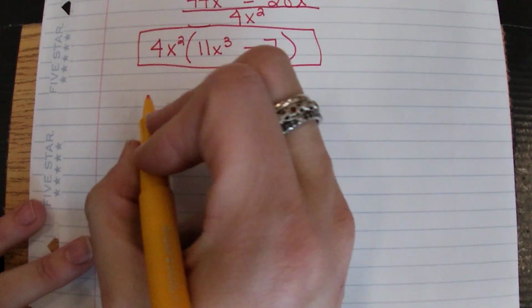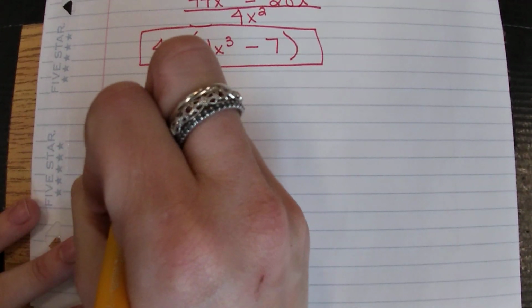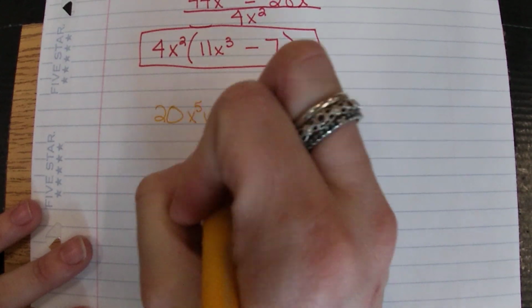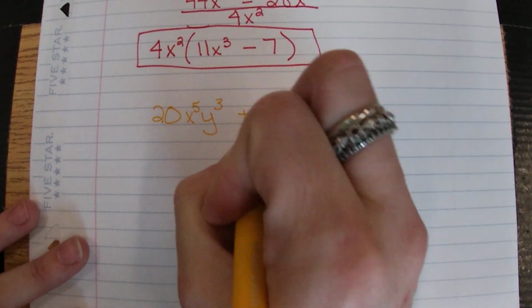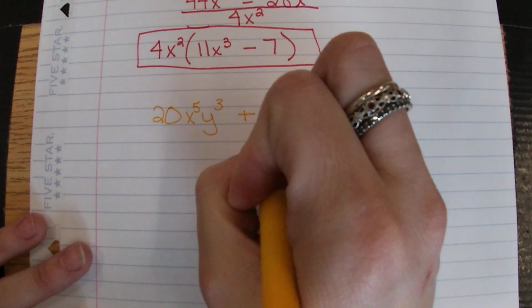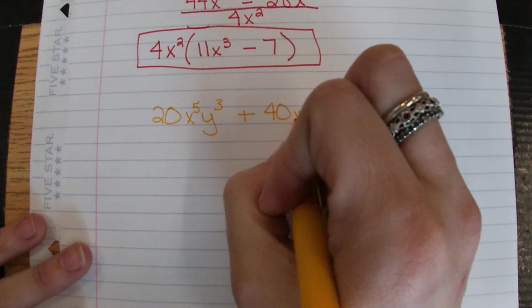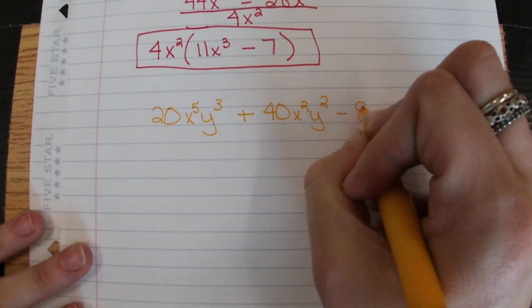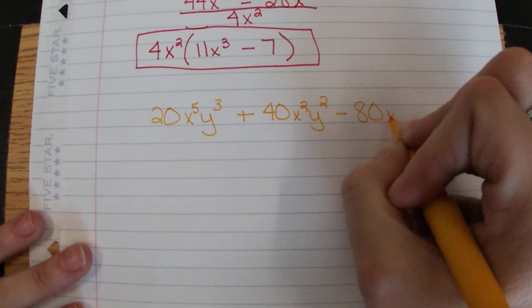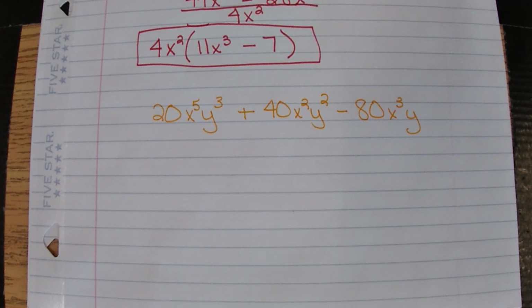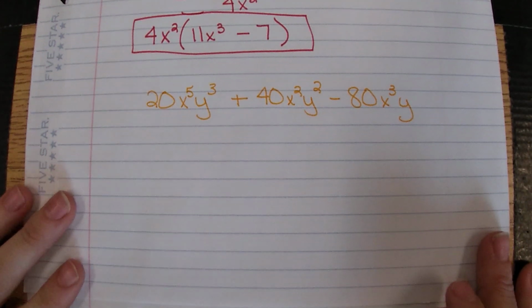So let's say we have 20 x to the 5th, y to the 3rd, plus 40 x squared, y squared, minus 80 x to the 3rd y. Okay, and we want to factor out the GCF.